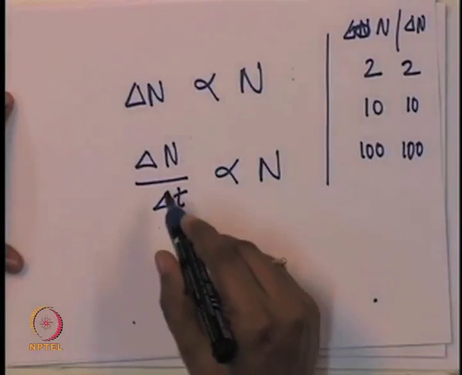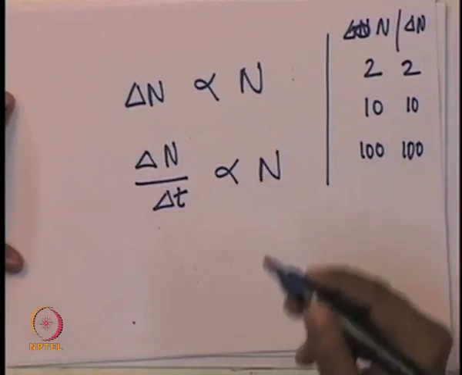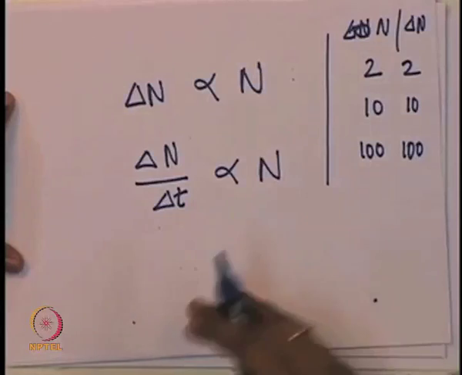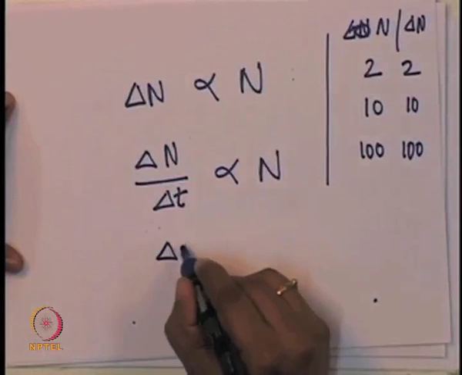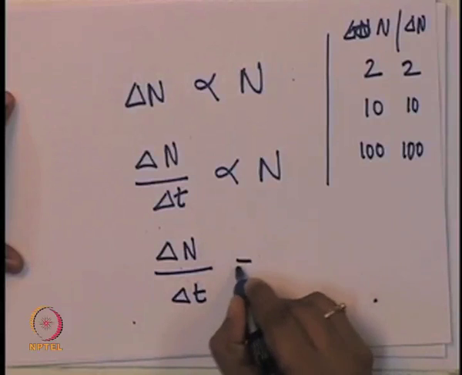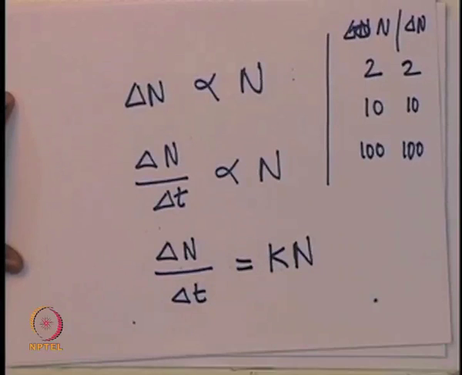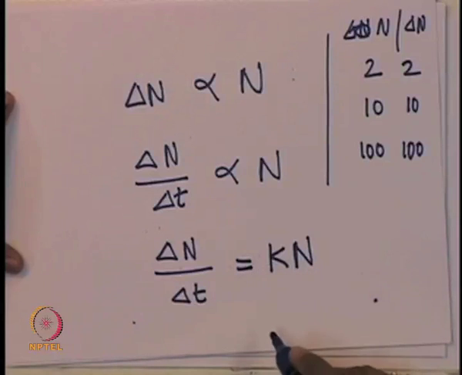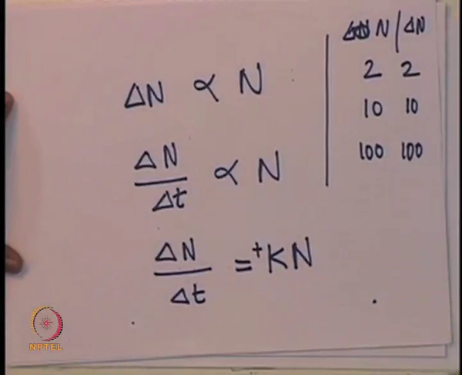In 20 minutes, in a given time delta t, they increase proportional to n. If there are more of them, they will increase more. So, this proportionality constant can be anything that is proportional in mathematics, can be changed to equal to by adding a constant k. So, you can write delta n by delta t is k n. Now, you have to say this is a plus sign here because this is increase.